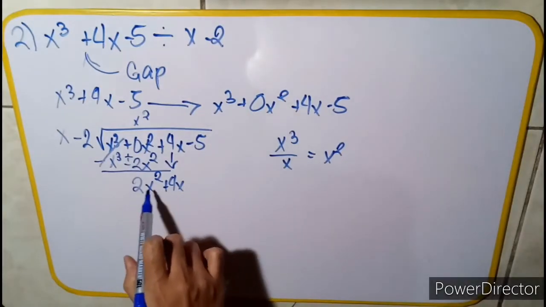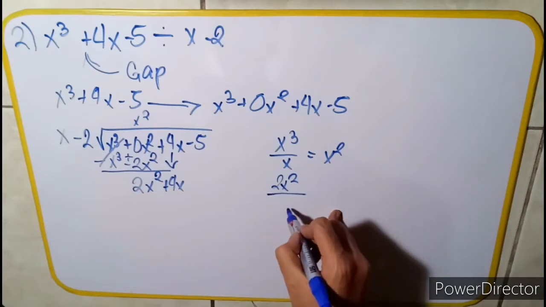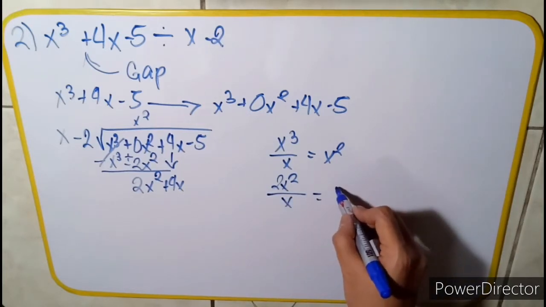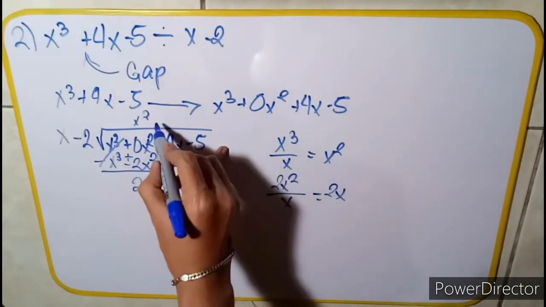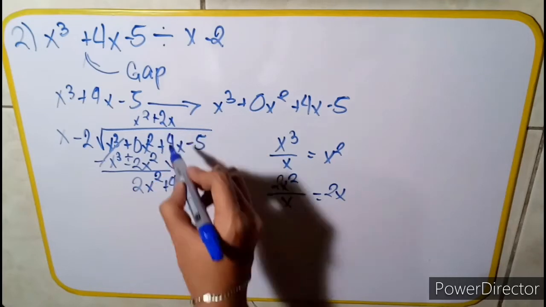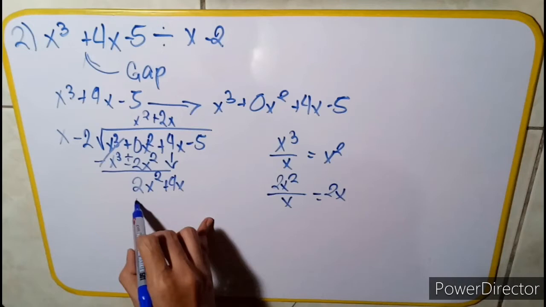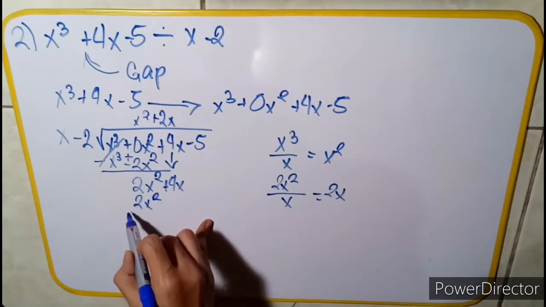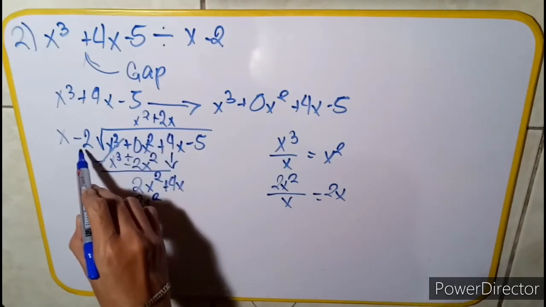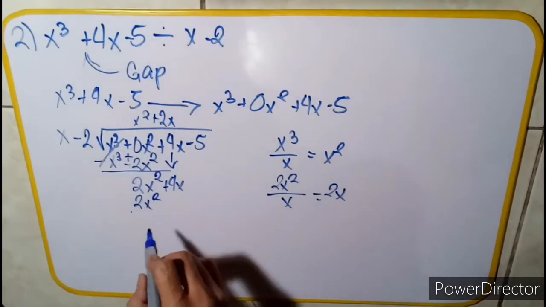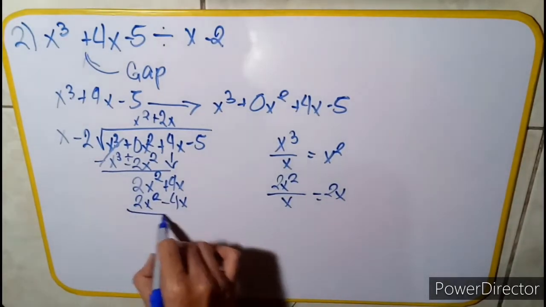Now both of this will be divided. 2x squared divided by x equals 2x. Then 2x times x is 2x squared. Then 2x times negative 2 is negative 4x. Then subtract and change the sign.